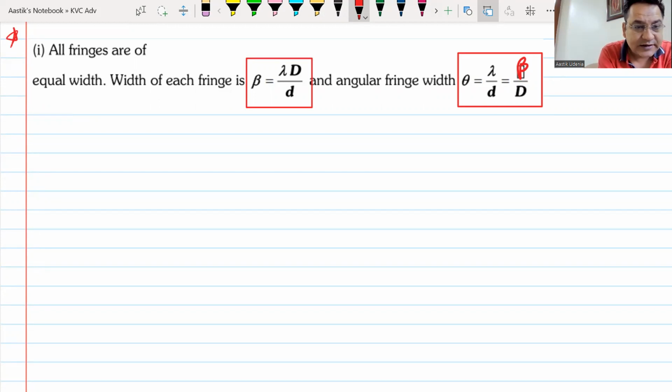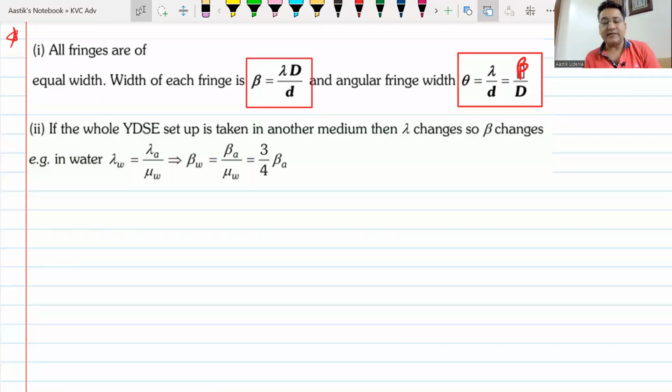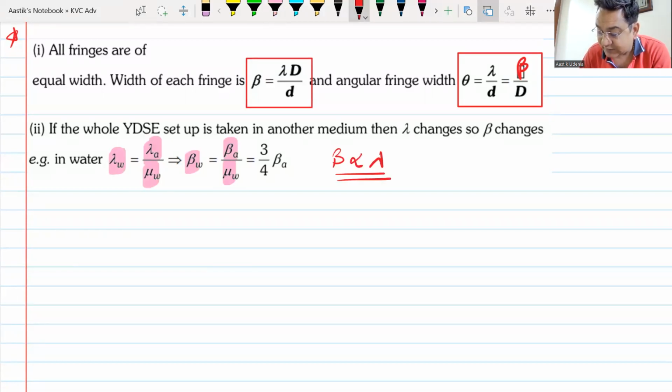Now, many a time they will give you a question where they will dip this apparatus in some other medium. If you carry out Young's double slit experiment in some other medium, what will happen? Your lambda will change. For example, if you are carrying out this experiment in water, lambda in water will be lambda in air divided by mu. So your fringe width will also change. Fringe width is directly proportional to lambda, so since lambda changes, the fringe width will also change. All these points you must remember because they might appear in your exams.